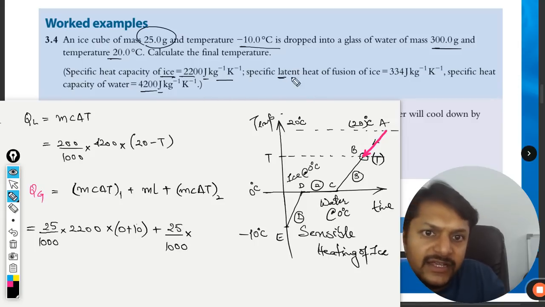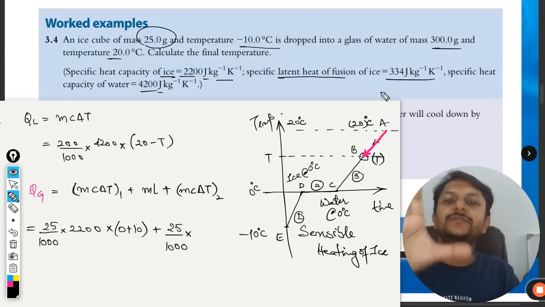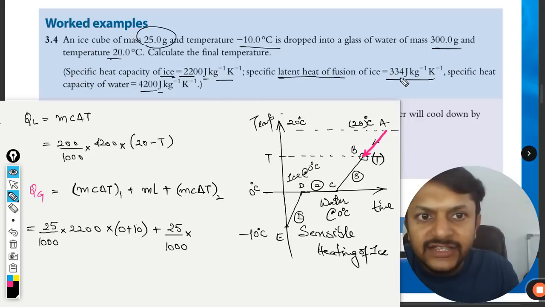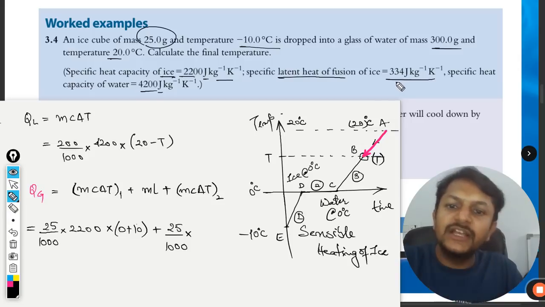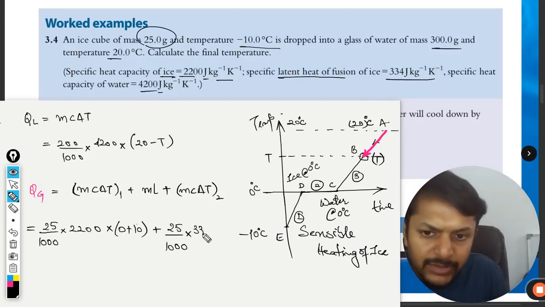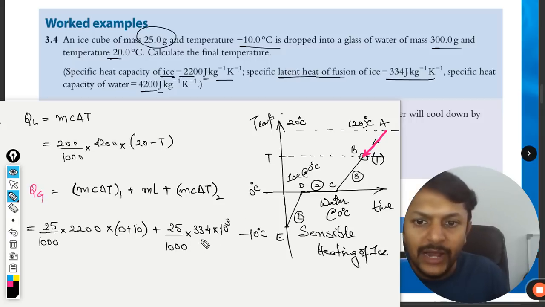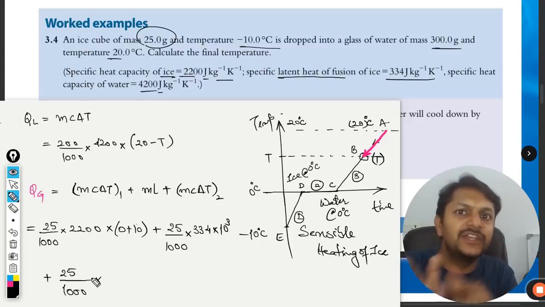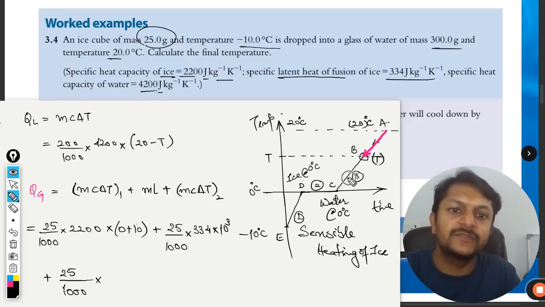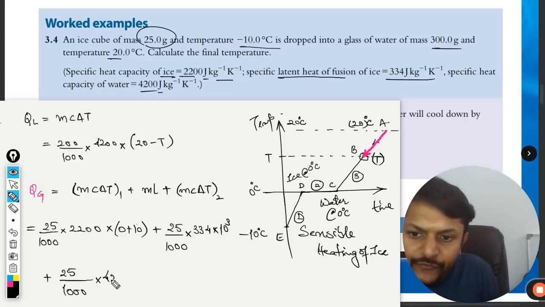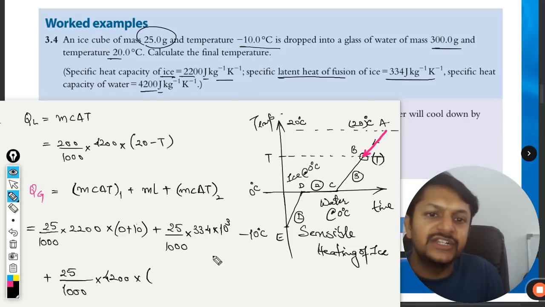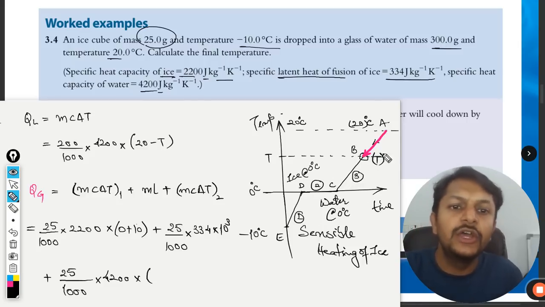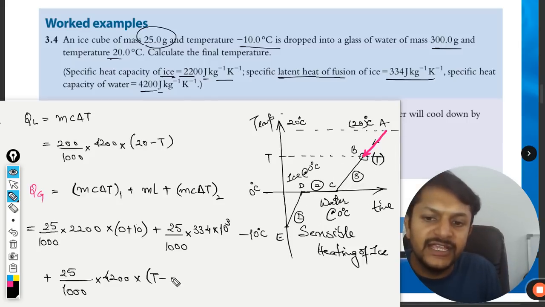The latent heat here, this value given is wrong. Actually this is 334 kilojoules, so 1000 has to be multiplied. I just remember this value, that is why I know it is wrong. It is 10 to the power 3 here. M into L. Plus we will again be using mc delta T only. Now the specific heat of water again, because the ice has melted and become water. So we would be using 4200 into the change in temperature. Here the temperature was 0 and here the temperature is T, so I will write it as T minus 0.